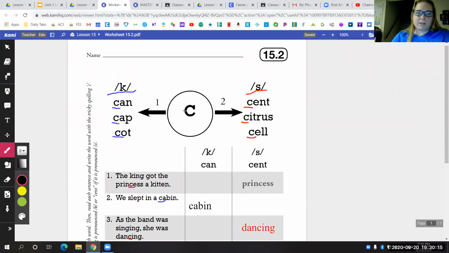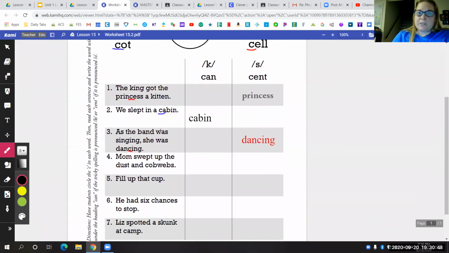Okay, and as you can see, I did this with my other class. If it was a k sound, we underlined it in blue. If it was an s sound, we underlined it in red, okay? So the k in can was blue, the k in cap was blue, and the k in caught was blue. And over here we have the s in scent, the s in citrus, and the s in cell. And remember, these are all followed by an E or an I. So we're going to do the same thing down here.